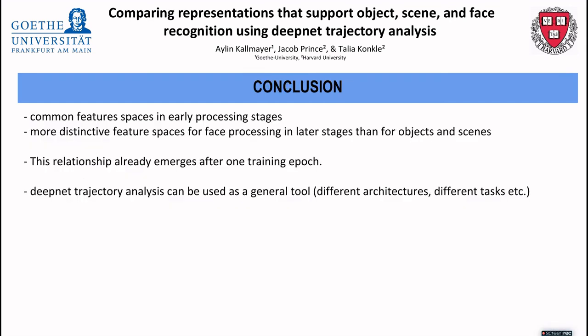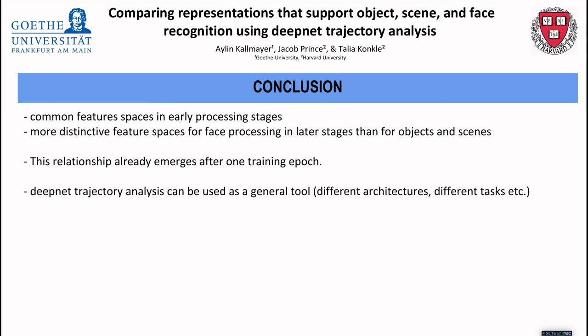To conclude, we find common feature spaces in early processing stages for objects, scenes and faces, similarly to how the brain processes visual input along the ventral stream. We also find more distinctive feature spaces for face processing in later stages than for objects and scene stimulus domains. This relationship already emerges after one training epoch, before the network is able to correctly classify anything.